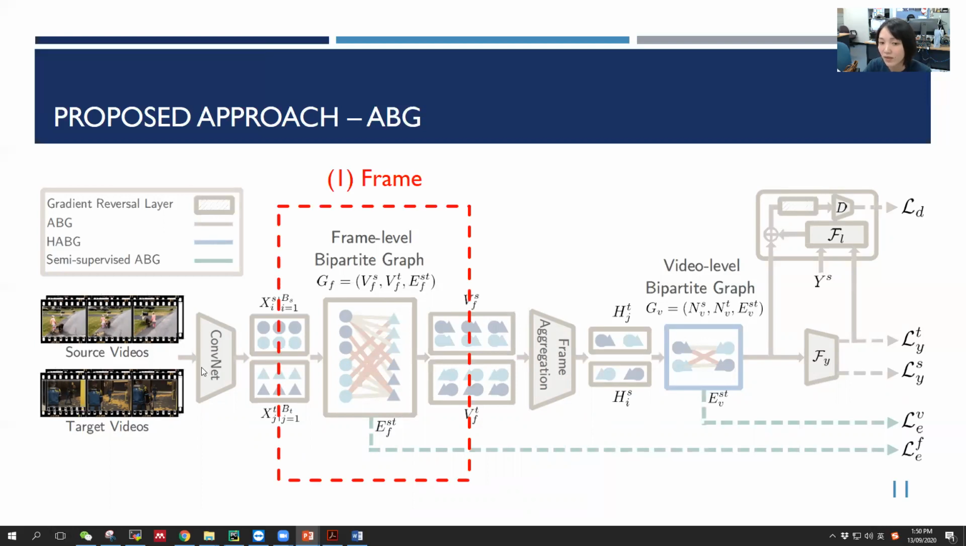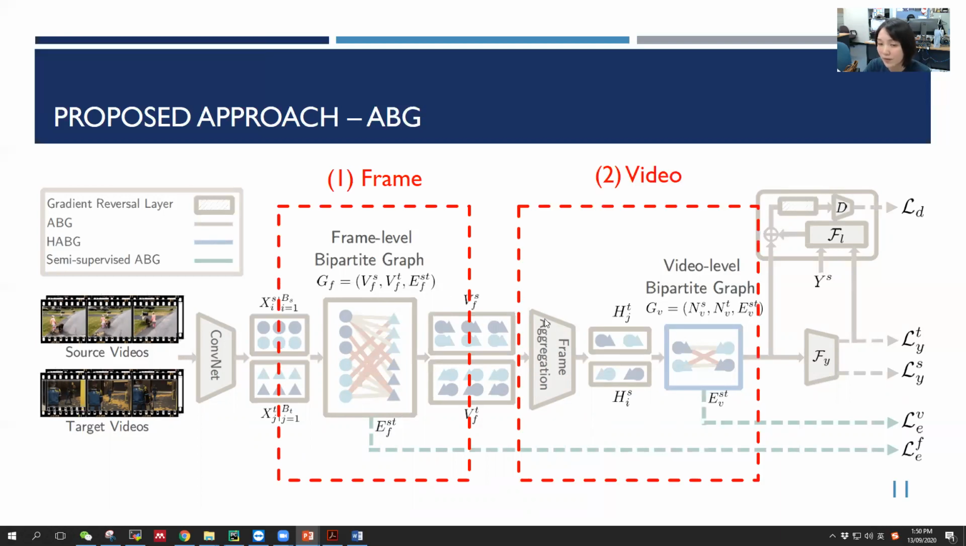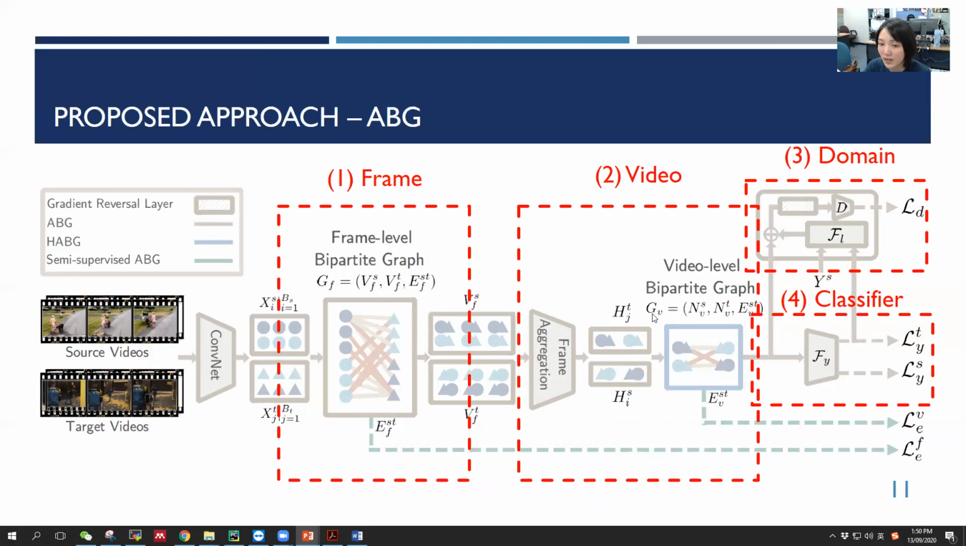So the general pipeline can be divided into four stages. First, we mix the similar source and target features with a frame-level bipartite graph, and we aggregate the frame features into the video representation and construct a video-level bipartite graph. And then we align the class conditional distributions with adversarial learning. And finally, we classify the obtained source and target video representations.